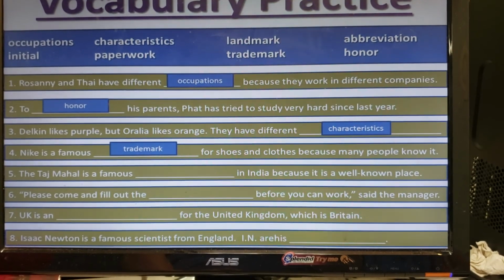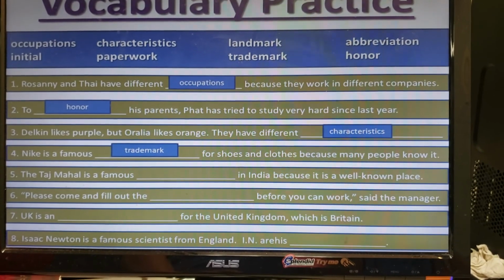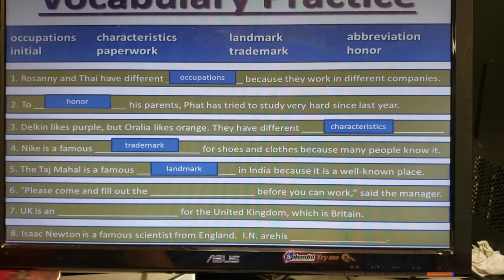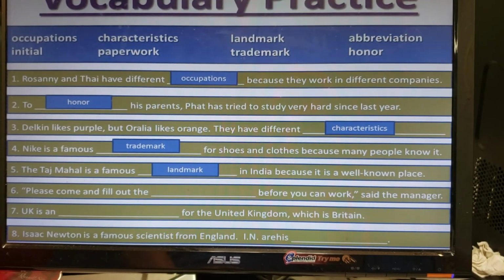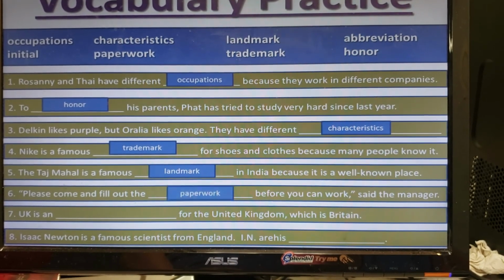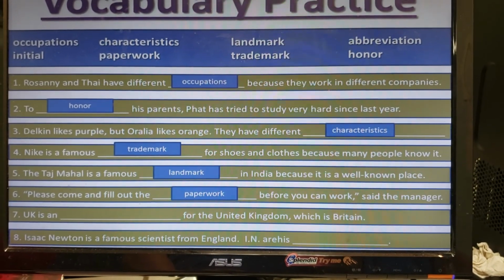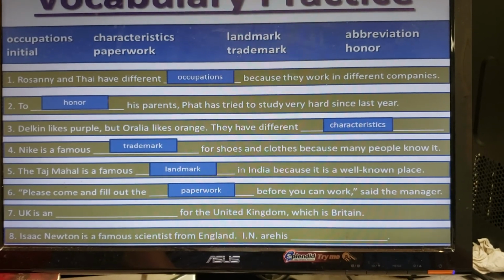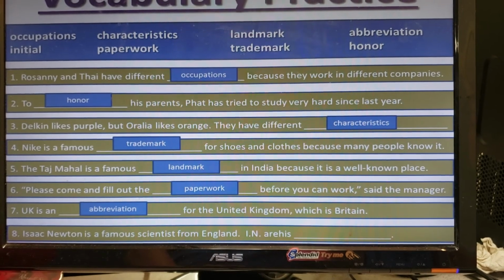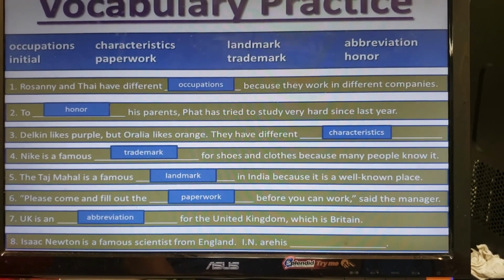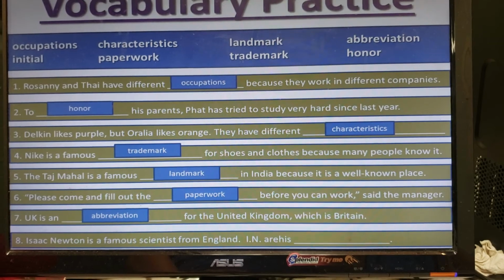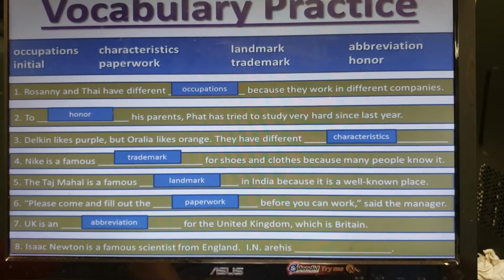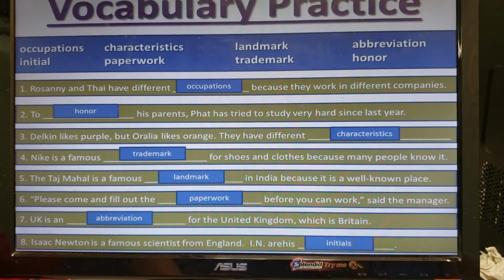This is called trademark. Taj Mahal really is a famous place, which is called landmark. Please come in. Well, you need to work, so you need to fill out paperwork. UK is a short form of United Kingdom, so we say abbreviation. Isaac Newton, when he signed his name, didn't want to sign his full name, he just wanted to use the letter I and the letter N, which are the initials of his name.